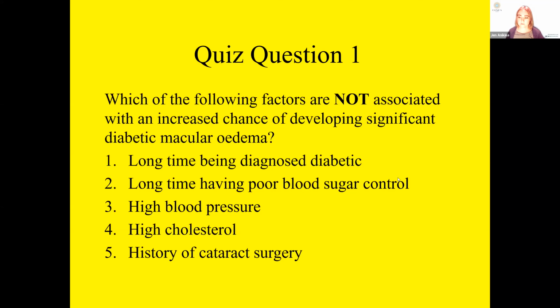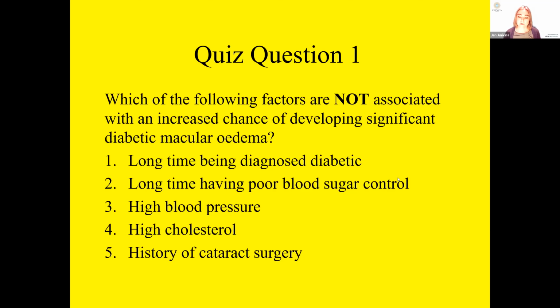And here we are. So the answer is history of cataract surgery. And this was a slightly mean one perhaps. The first two are reasonably generally accepted. The longer you've been diabetic and the worse your control, the more likely you are to have bad effects. High blood pressure is usually associated with all of this, and there is a well-proven association for that. Cholesterol, a bit more tenuous, but still shown.